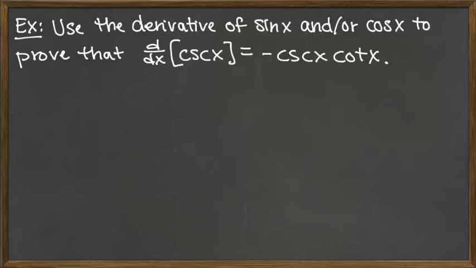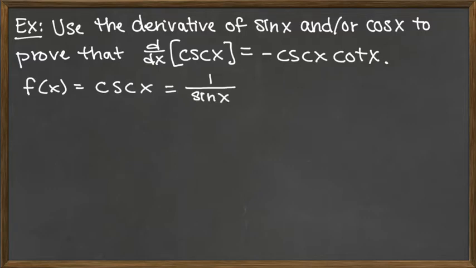To show that the derivative of cosecant of x is equal to negative cosecant of x times cotangent of x, we first start by writing f of x equals cosecant of x. But we know that cosecant of x is 1 over sine of x using a basic trig identity, really the definition of what we have for cosecant of x. And so now that we have rewritten it this way, if we use the fact that the derivative of sine of x is cosine of x and the quotient rule, we'll be able to come up with what the derivative is here and complete the proof.